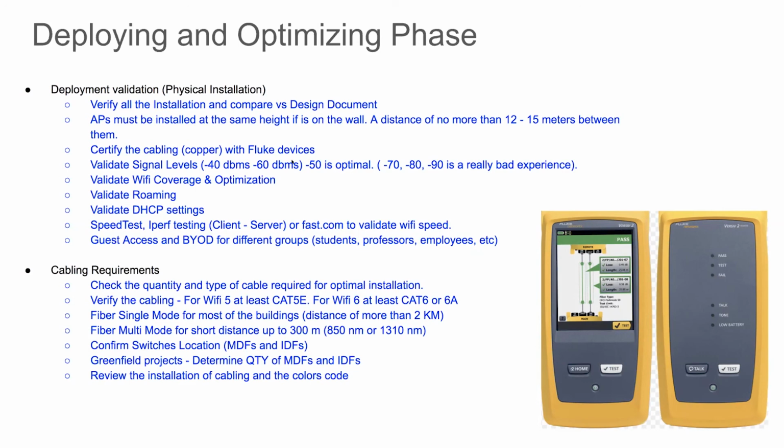It is necessary to also validate the roaming, that the roaming works well, that the speed of the Wi-Fi is good, and that the applications are working correctly in each SSID. For cabling, as I said before, it is also recommended to use Cat6 at least, and also you need to check the fibers in the MDFs or in the IDFs, okay?